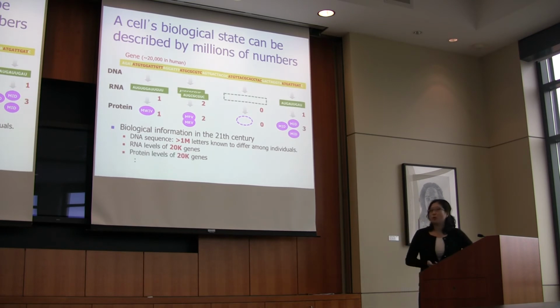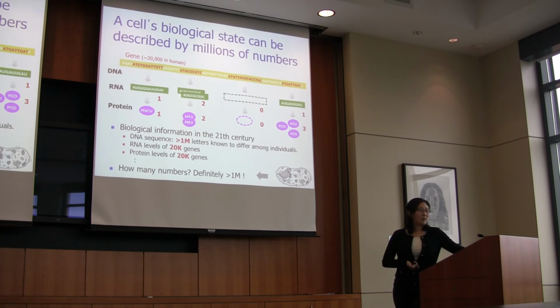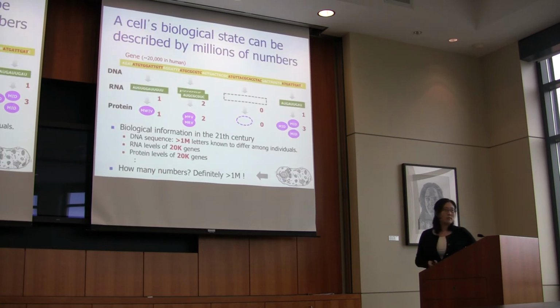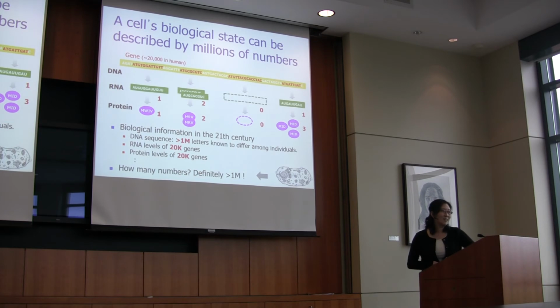And protein levels of 20,000 genes. So that runs us easily over 1 million numbers. So from just one cell, you can get 1 million numbers, and then gathering many cells and from many individuals who have very different properties, how many numbers would you get?